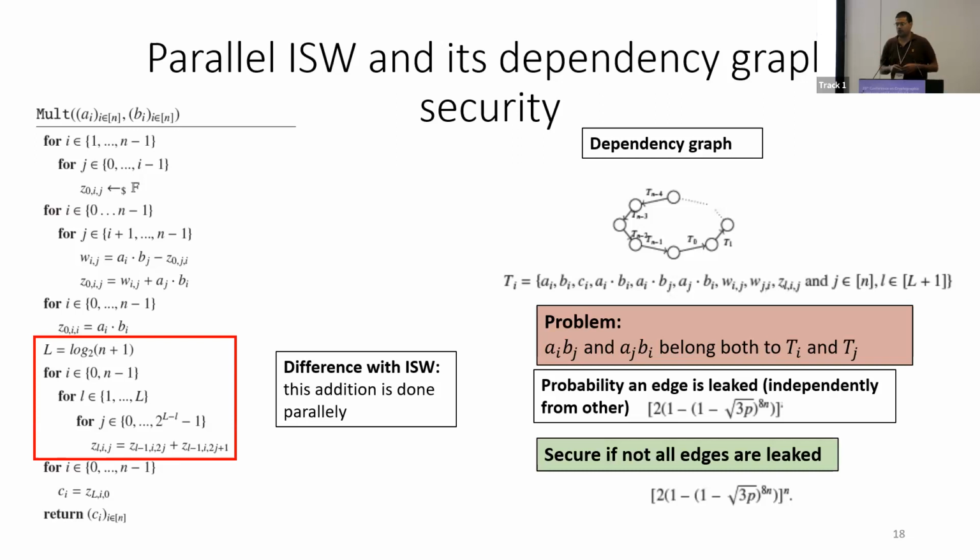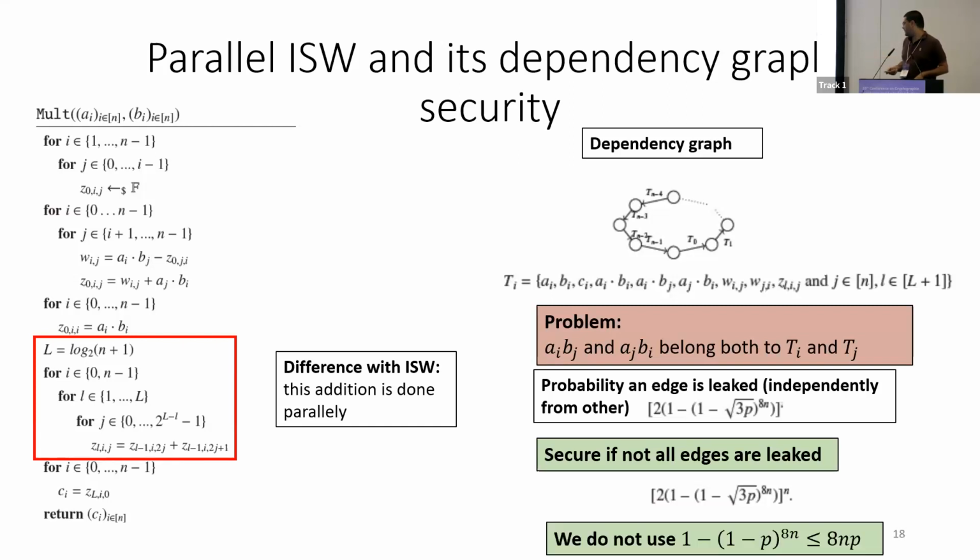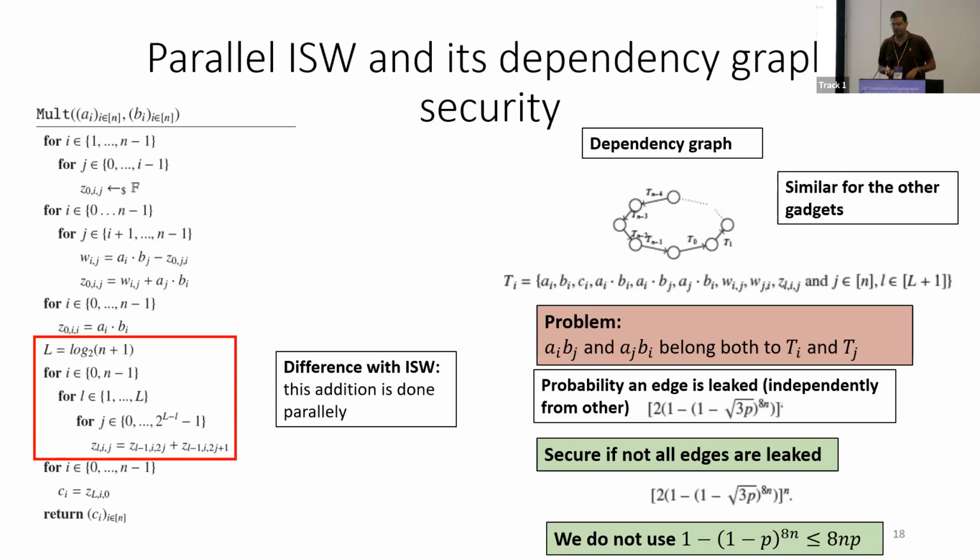And so the parallel ISVW is secure, as proved in the paper, if not all edges are leaked, and so we have this security probability. Note that we do not use this normal approximation, and you will see in a few slides why.